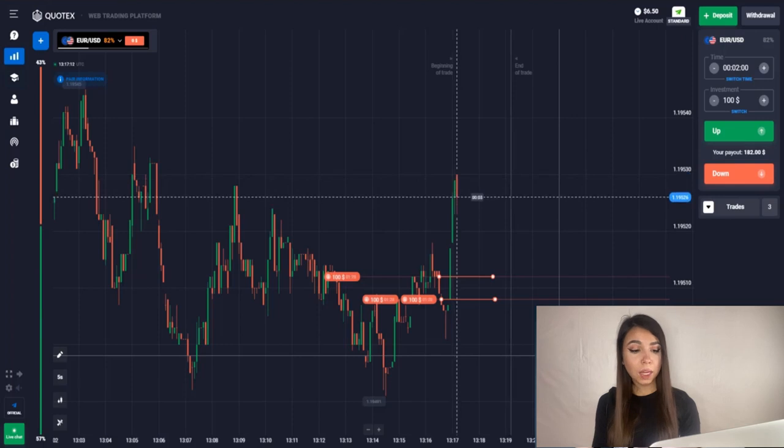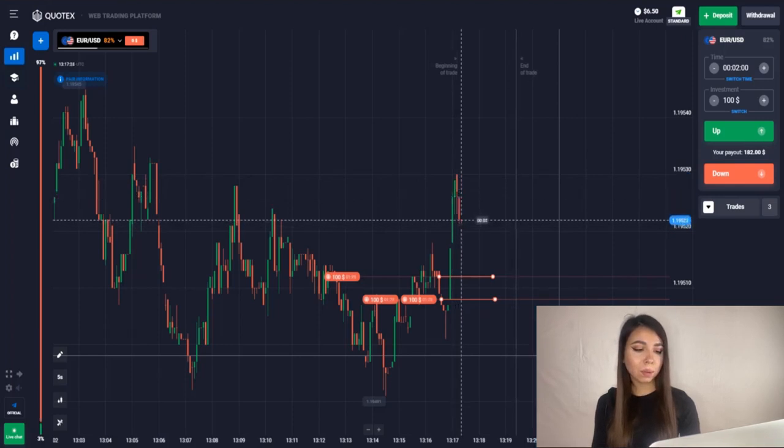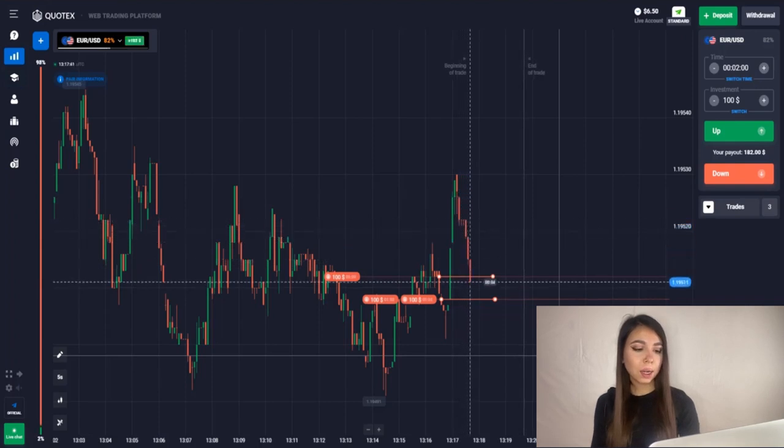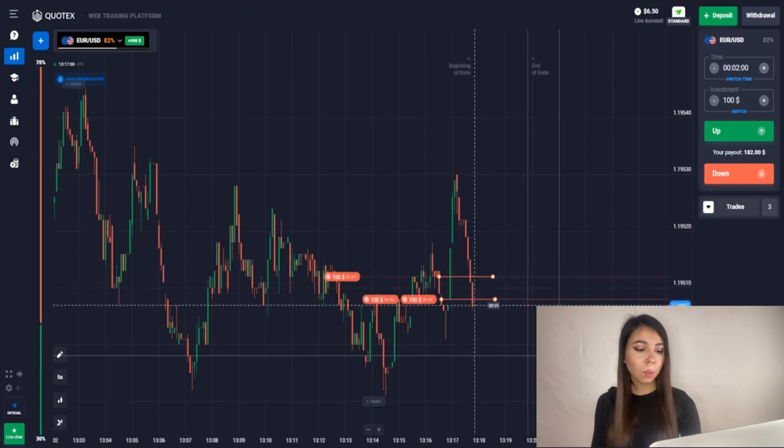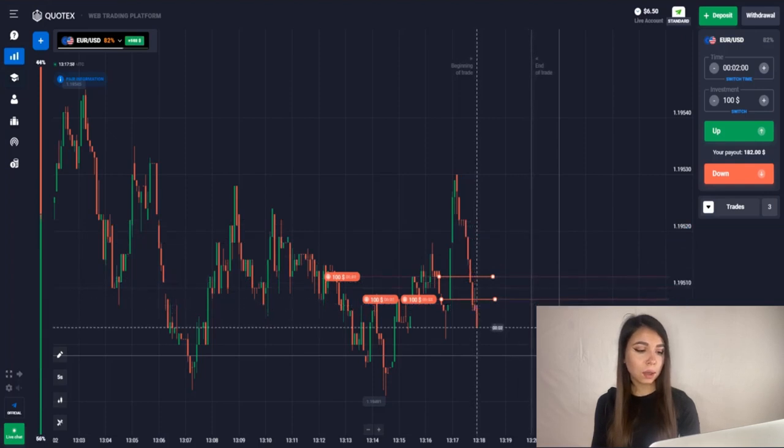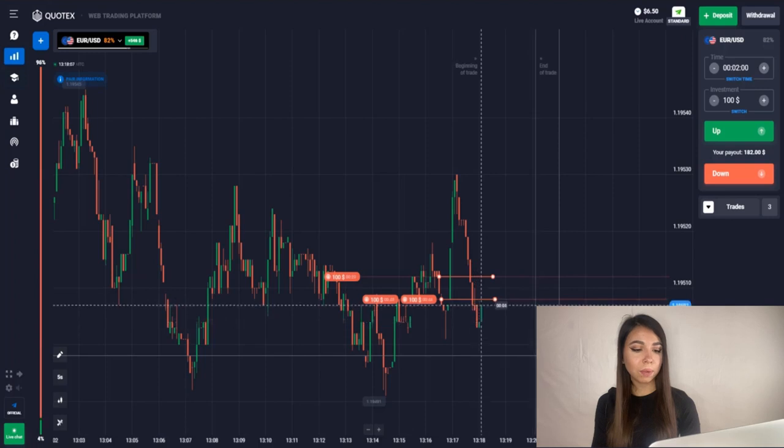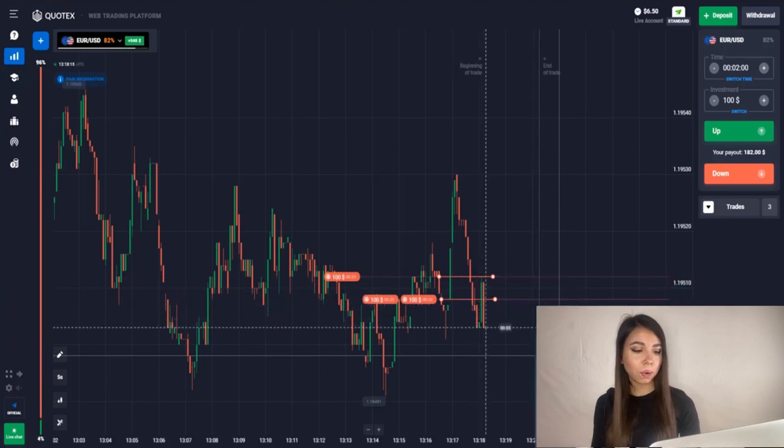There is the formation of a good reversal candlestick model, and I think the price will go down from the candlestick model. The situation here is extremely simple. We're going here on a downtrend, on a local one. Let's speed up the trade and wait for it to close.